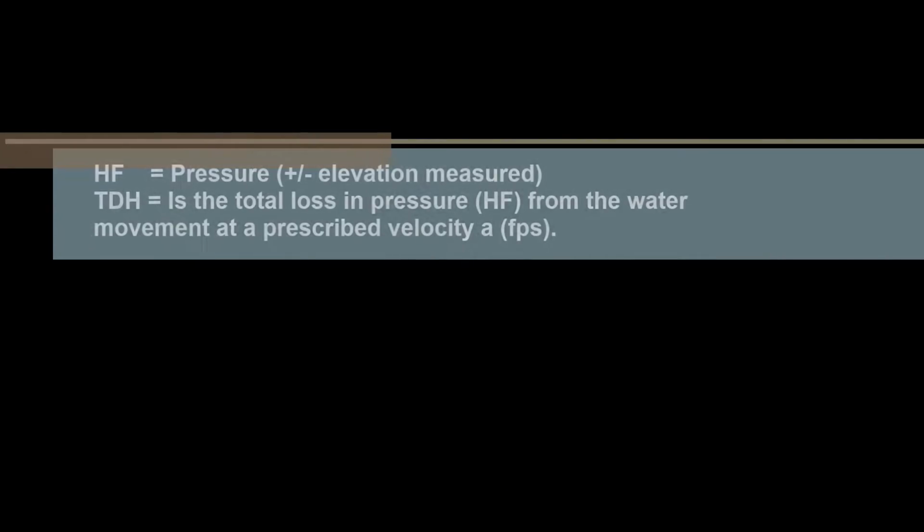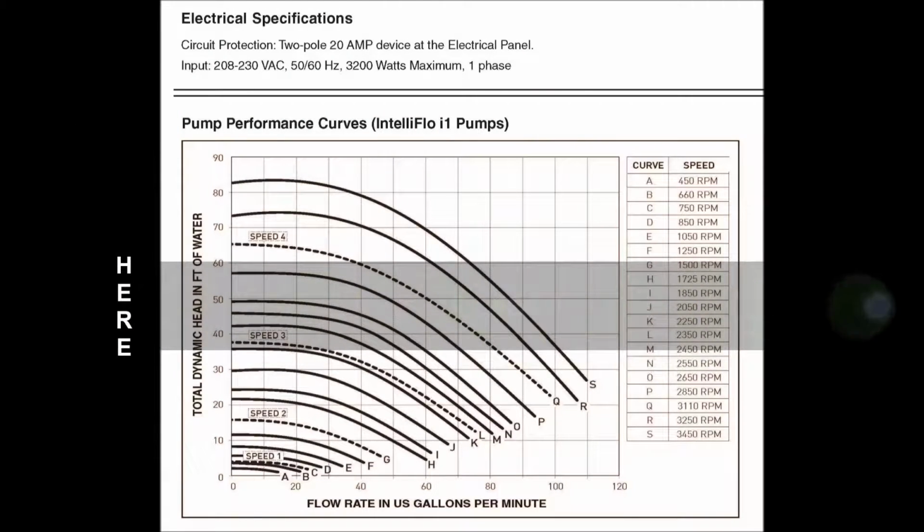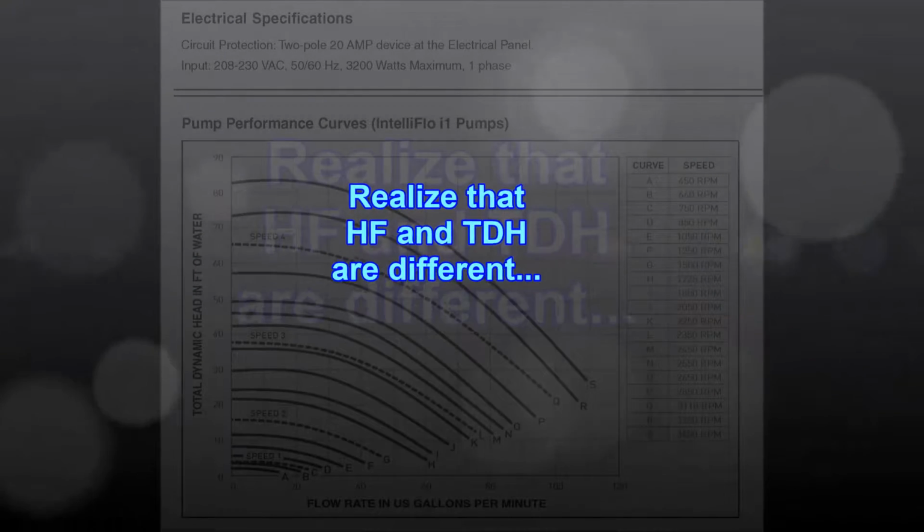It can be a bit confusing when manufacturers imply on a pump curve that head feet is actually total dynamic head, but a pump's pressure output is not TDH, but a measurement of only head feet. And here is how calculating the total dynamic head actually works.